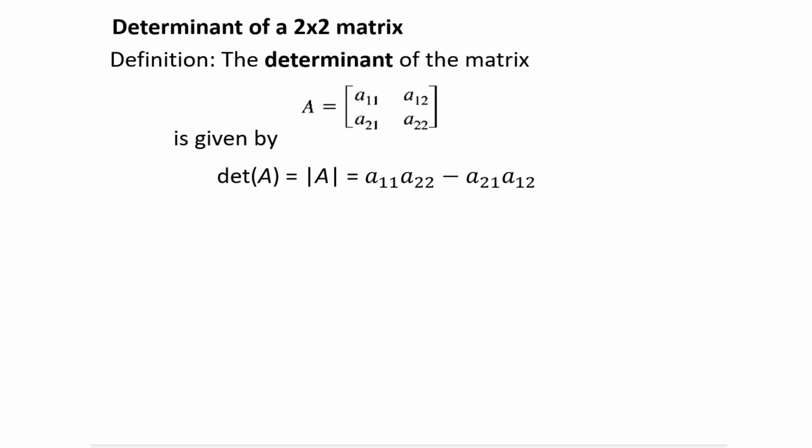But take note of the order of the products. So you multiply this first minus the product of these two entries. By the way, we denote the determinant of the matrix by this. We have the determinant of A, or we have this symbol.